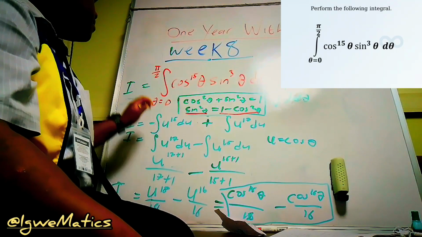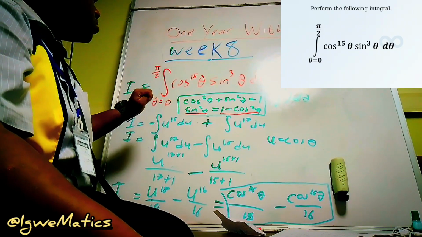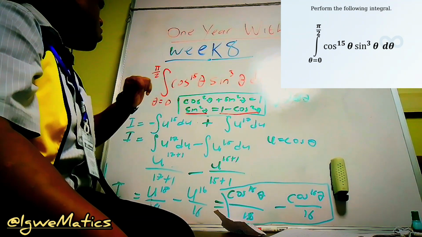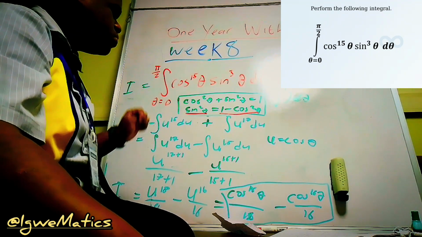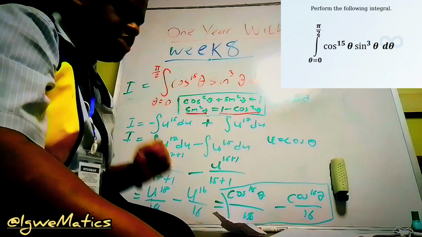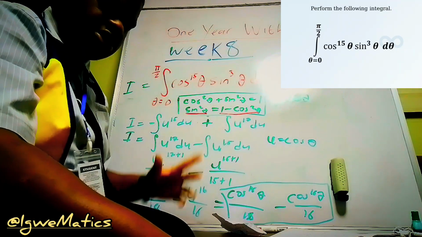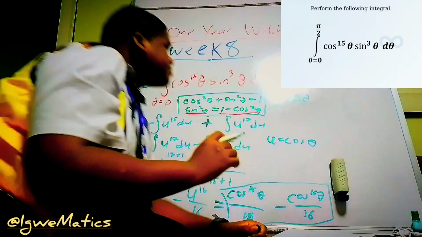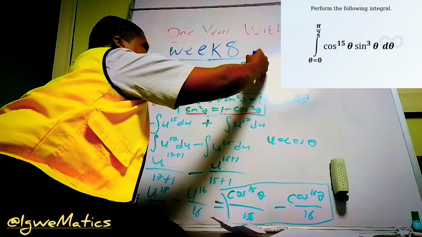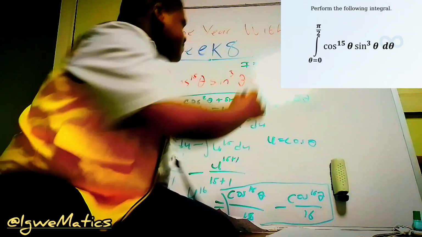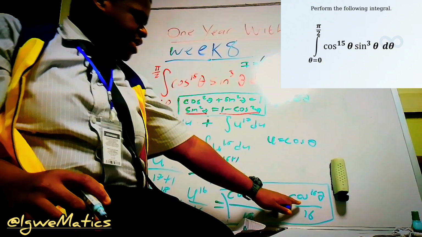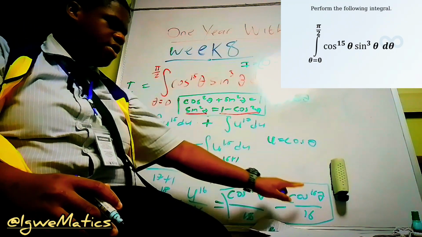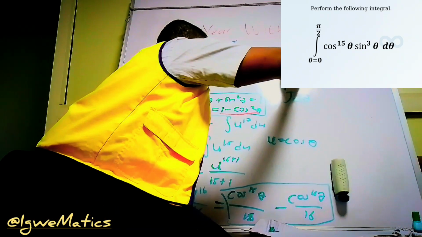So let's substitute our values. This has to be the upper limit minus the lower limit. So let's do the upper limit. When theta is equal to 90 degrees, that is pi over 2, then cos 90 degrees will be 0. So here we have 0 to the power of 18, which is 0, divided by 18, which is 0. So our integral I equals 0 minus, when theta is equal to 90 degrees, cos 90 will be 0. 0 to the power of 16 will be 0, and 0 divided by 16 will be 0. So you have 0 here.